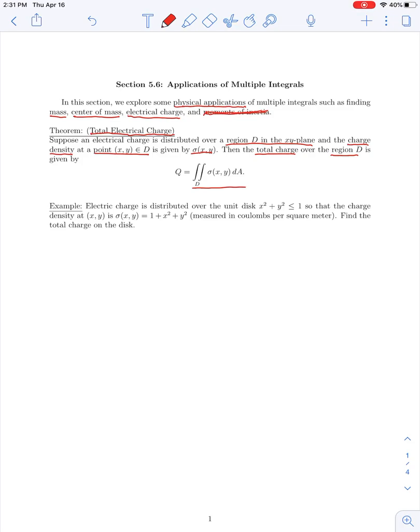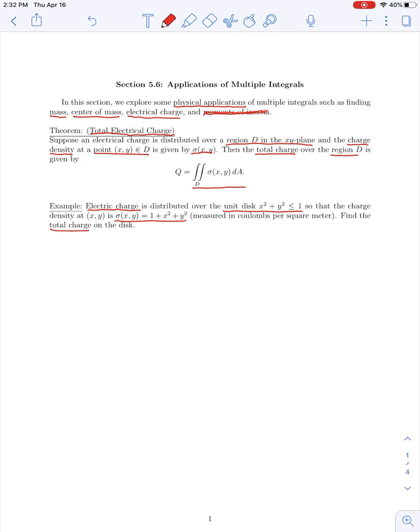So let's look at an example of finding total electrical charge over some plate. So here we are told the electrical charge is distributed over the unit disk, that is the disk of radius 1 centered at the origin, and the charge density at any point xy is given by this density function, sigma, which is 1 plus x squared plus y squared, measured here in coulombs per square meter. And we are asked to find the total charge over this disk.